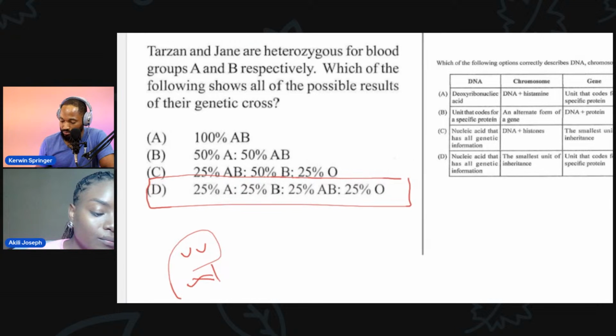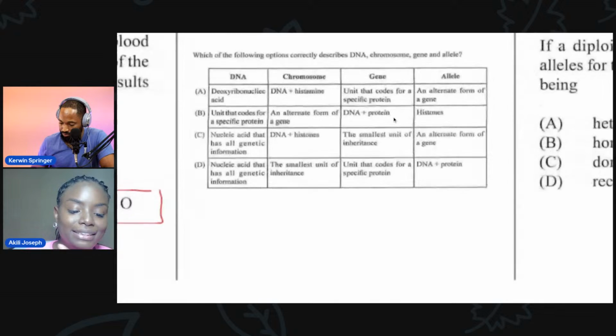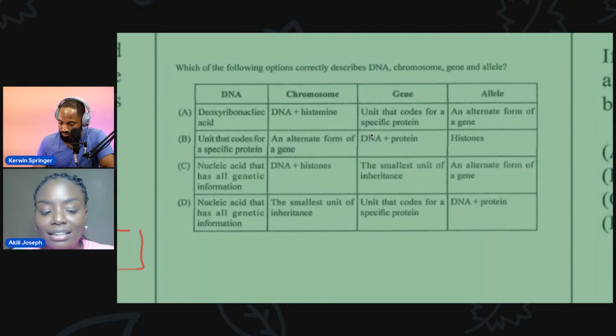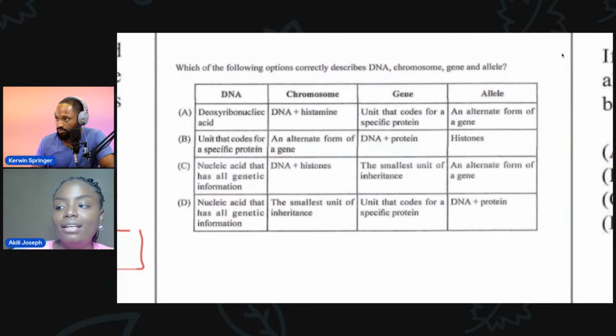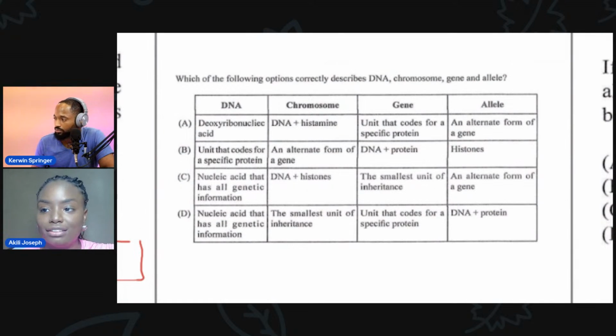Next one. So second, which of the following options correctly describes DNA, chromosome, gene, and allele? I didn't really go through any questions like this because this is more like definitions you learn, right? But understanding these definitions would clearly allow you to understand the coding in the other questions. You know what they mean when they use these words, right?